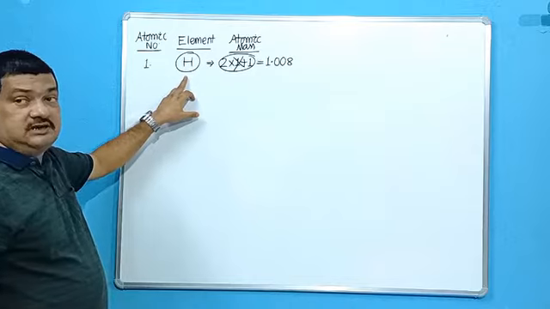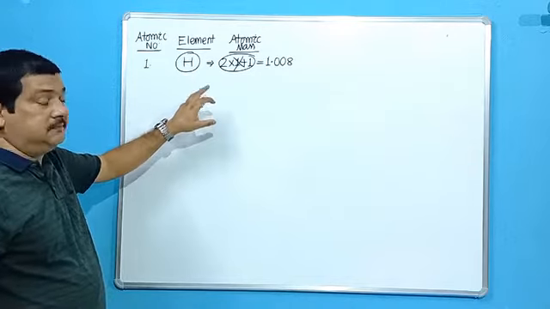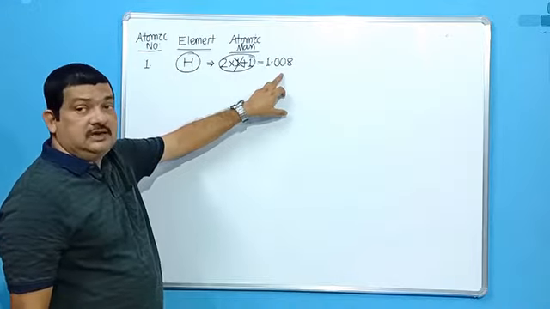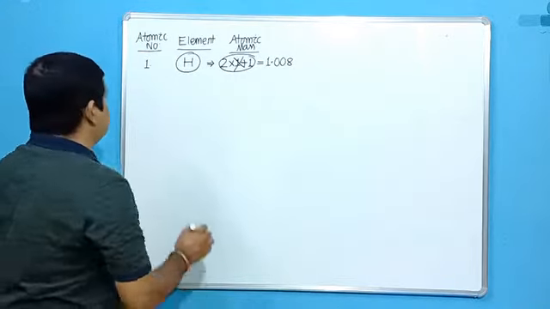So because it does not fit into this formula, I am rounding it up. So hydrogen, it should be 3 as per the formula. But what is the actual atomic mass? That is 1.008.